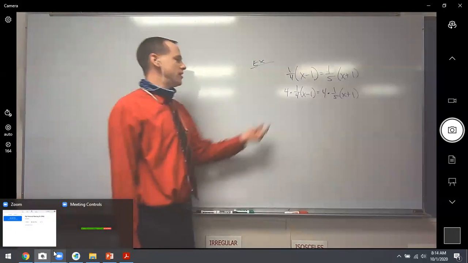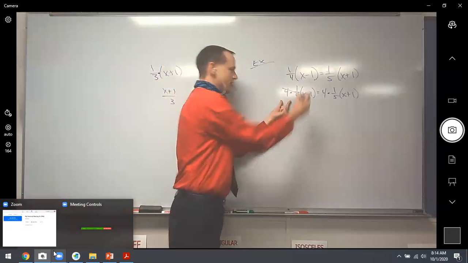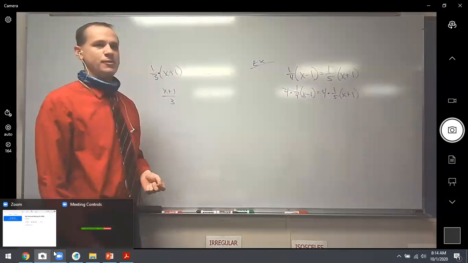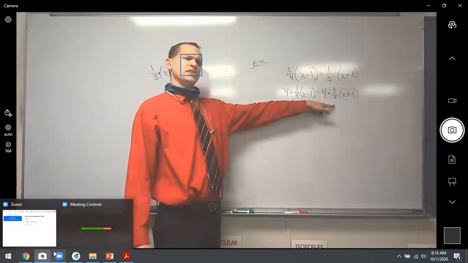And you see what happens. You have a 4 times 1/4, which is just 1, right? Congratulations. That fraction is now not a problem anymore. But I still see another fraction on the other side, don't you? I see this 1/5. Well, that irritates me too, right?